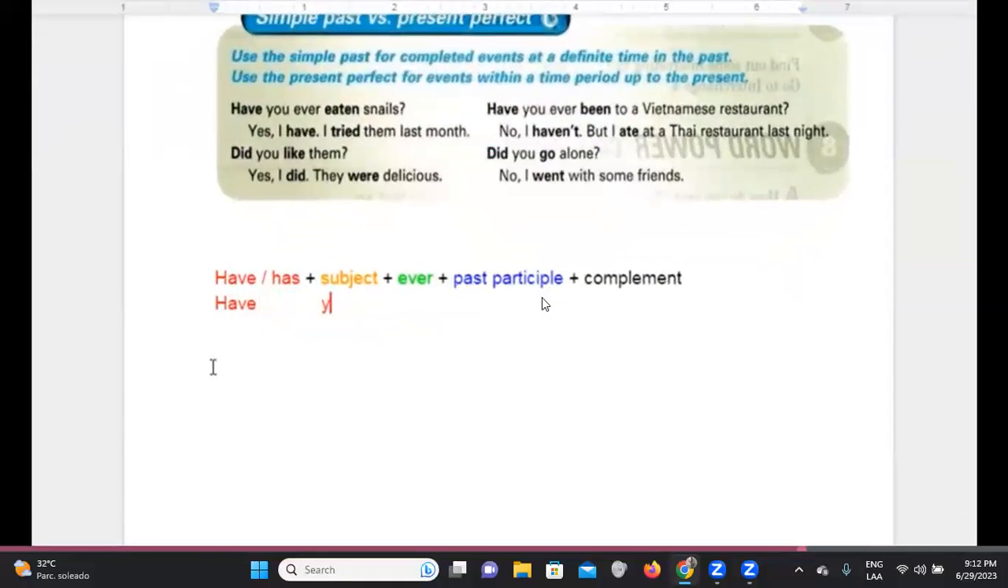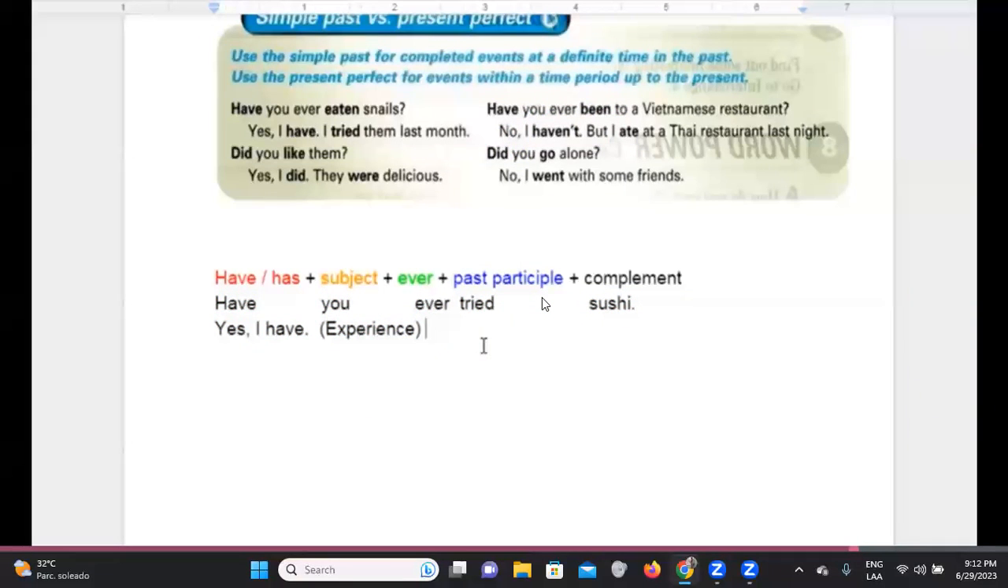Have you ever tried sushi? How would you respond to that question? Well, typically most people have, so most people will say, yes, I have. And so tell me about that experience. Okay? So if you're going to tell me about that experience, then that's when we're going to use the simple past. So how would you tell me about that past experience?